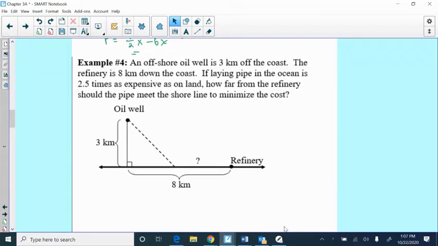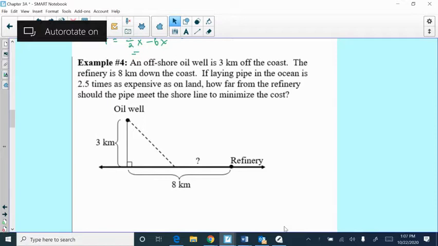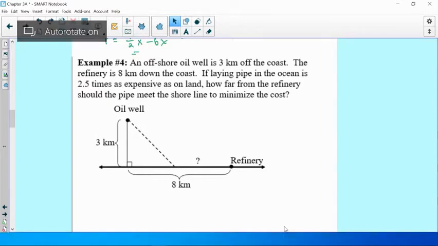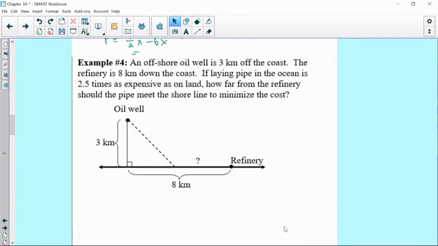So the next example we'll look at: number 4 says an offshore oil well is 3 kilometers off the coast, and the refinery is 8 more kilometers down the coast. It gives us a ratio, in that laying pipe in the ocean is more expensive than it is on land. How far from the refinery should the pipe meet the shoreline to minimize the cost?